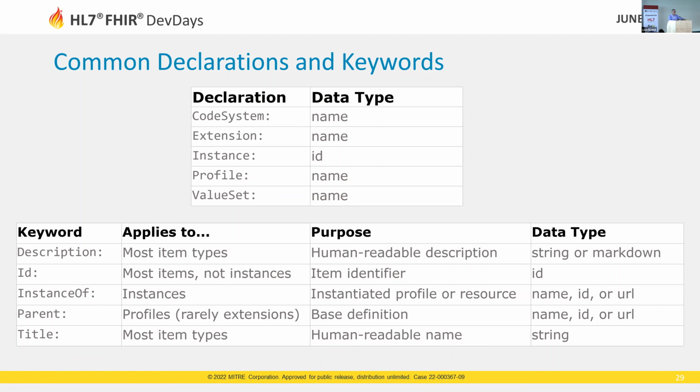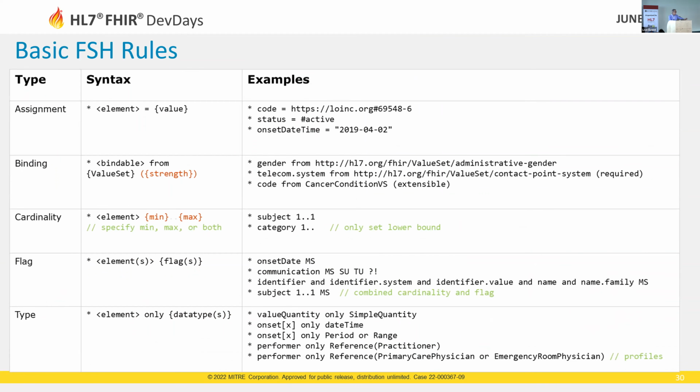This is just a summary of some of the things we've learned in terms of the common declarations and keywords. It's there for your reference when you get the slides. Later on, you can download the slides. These are the basic FSH rules that we've looked at: the assignments, the binding, cardinality, flag rules, and type rules.